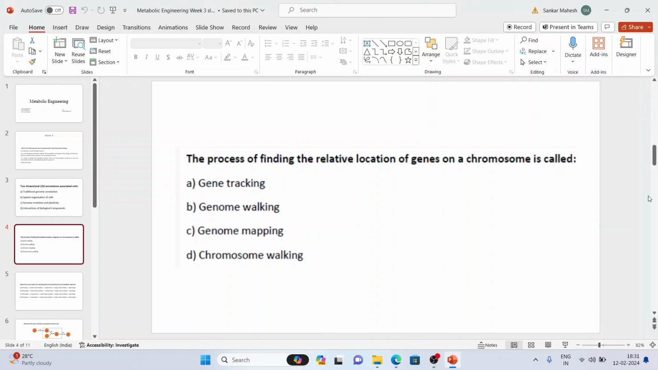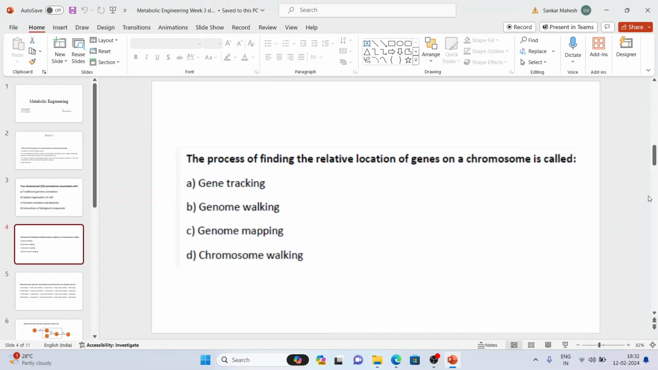It is mapping. Genome mapping, yeah. Do you know what is the difference between genome walking or chromosome walking and genome mapping? Genome mapping is just we have to find out the location of genes on the chromosomes with respect to each other, their proper arrangement on the chromosomes. And chromosome walking is one of the methods to find out the complete sequence of the genome.